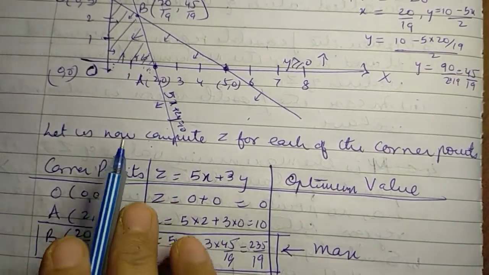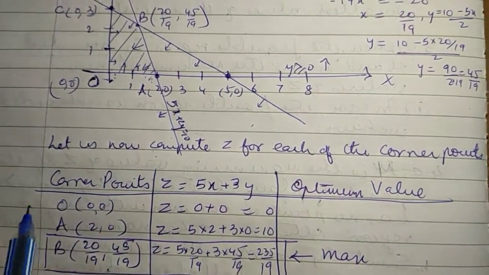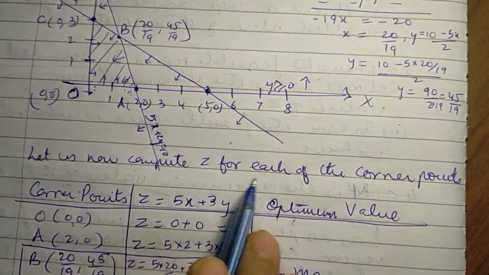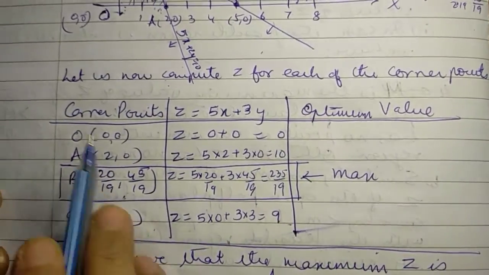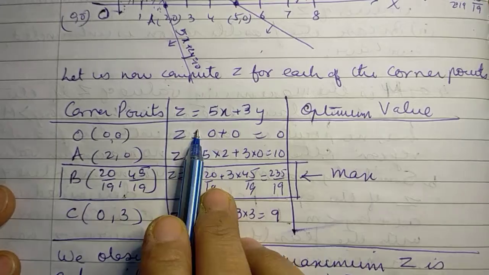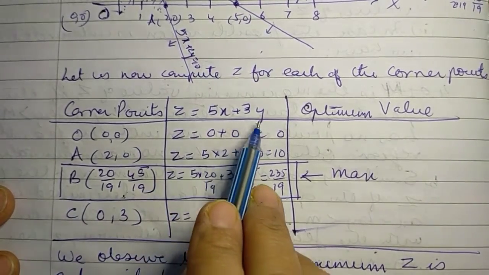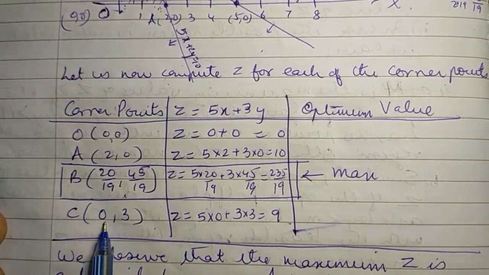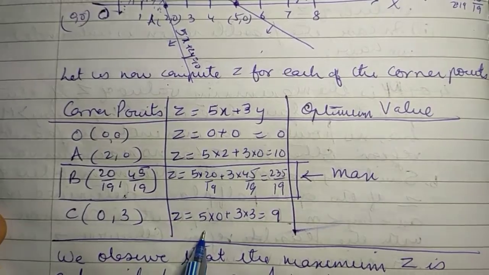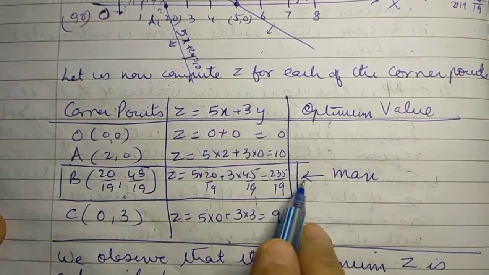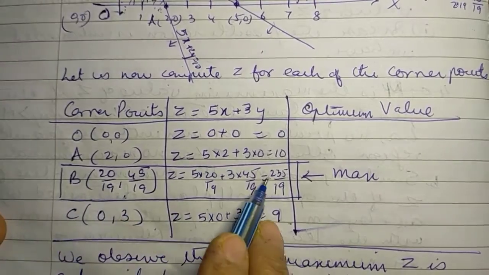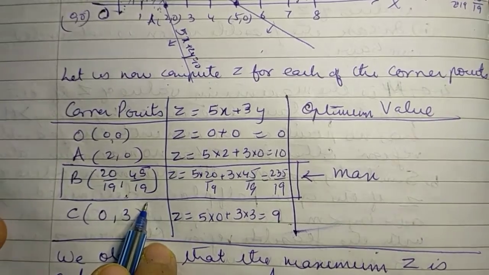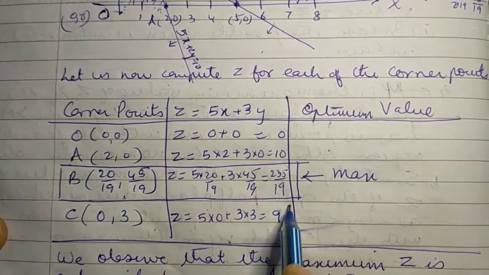Now we come to the second step, which is finding the value of z at each of the corner points. So let us now compute z for each of the corner points. We make a table. The first column is headed by corner points, the second column by z equal to 5x plus 3y, and the third column is optimum value. Now we write all the 4 points, and corresponding to that we find all the 4 values of z, and we observe that z is maximum at the point 20 by 19, 45 by 19, and the maximum value of z is 235 by 19.